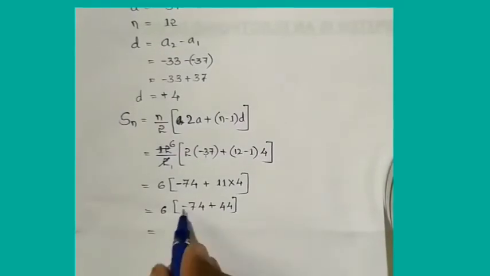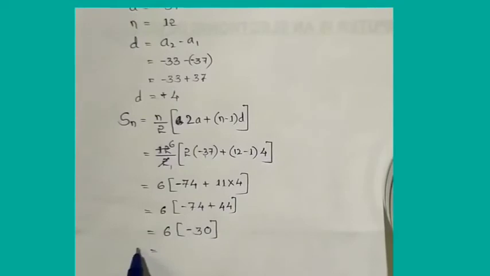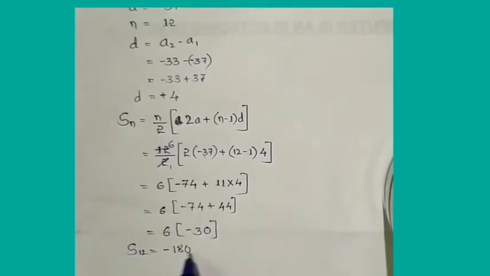So in the bracket here we have one minus, another is plus, opposite signs are there, so go with the subtraction, afterwards keep the minus sign. So 74 minus 44: 4 minus 4 is 0, 7 minus 4 is 3, so it will be minus 30. So our answer, the sum of first 12 terms, is 6 into 30. 6 into 3 is minus 18, the last 0 is there, keep 0, so our answer will be minus 180.